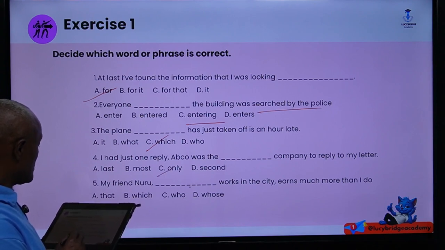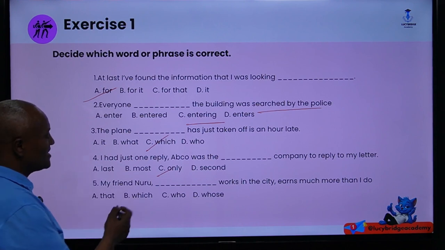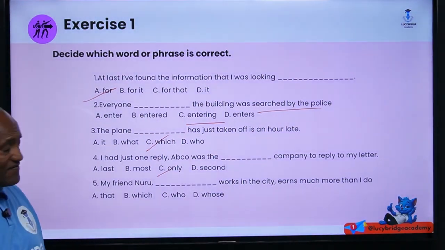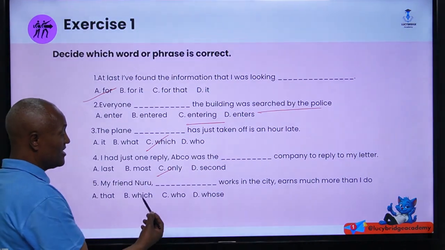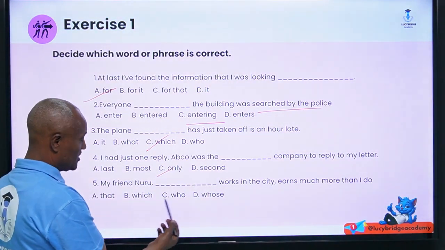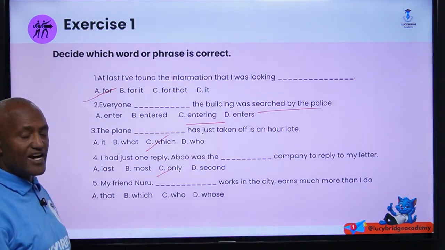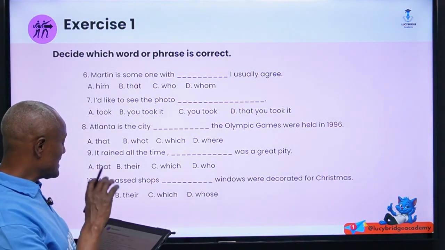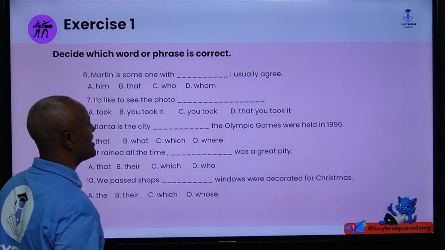"My friend Nuru dash works in the city earns much more than I do." Here, when you see it is set off by commas, this shows that it is non-defining. If it is non-defining, Nuru is a person, therefore we use who. We can't use that, because that cannot be used in a non-defining relative clause. This is what you have to remember. The other one is "Martin is someone with dash I usually agree."